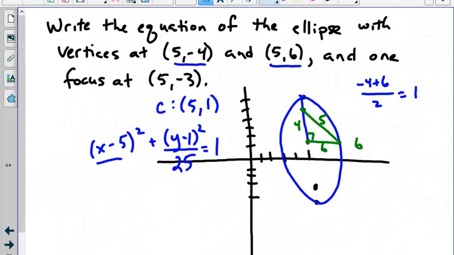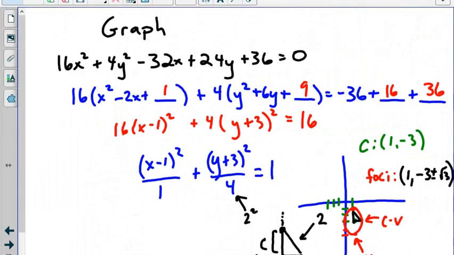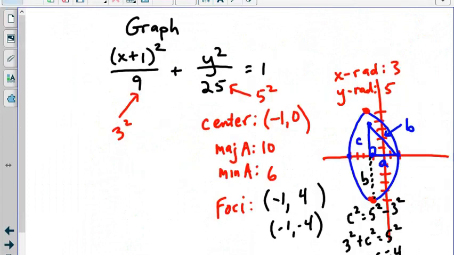B ends up, I shouldn't say B because this is actually the x direction. So our job is to find A. And in this case, A equals 3. So that means we put a 9 underneath there. And I think that's all that I had to do in this case.